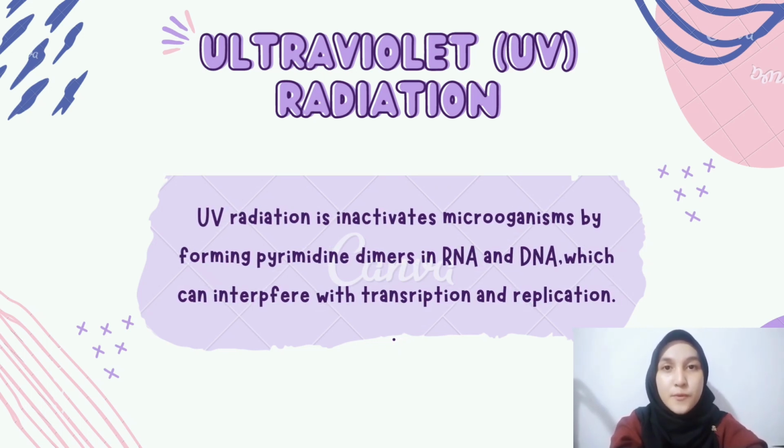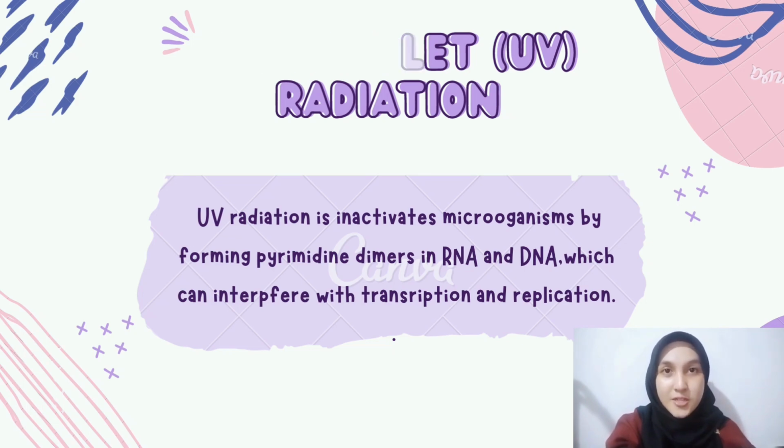So today I want to present about the different method, advantage or disadvantage between ultraviolet radiation and cryopreservation in production of trochophore larvae. So, what is the meaning of ultraviolet radiation? Ultraviolet radiation inactivates microorganisms by forming pyrimidine dimers in RNA and DNA, which can interfere with transcription and replication.